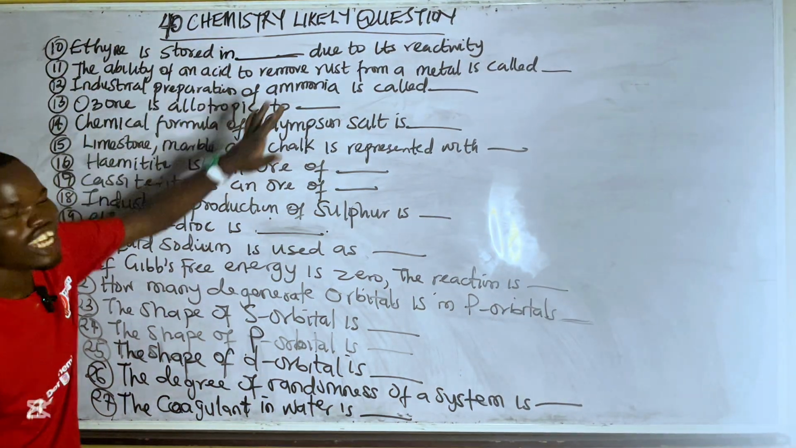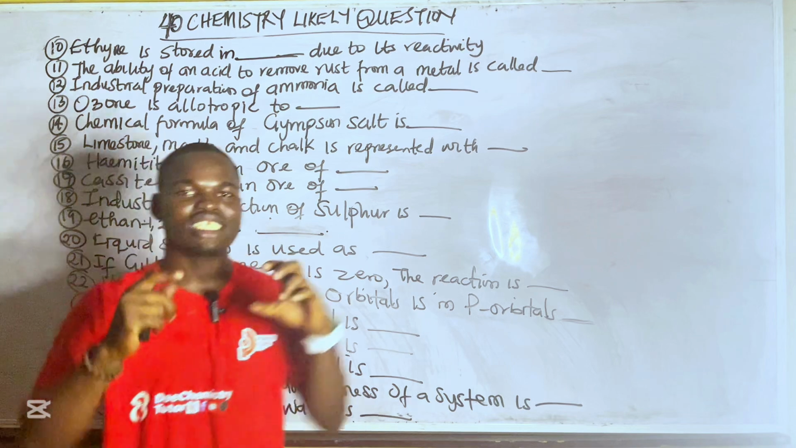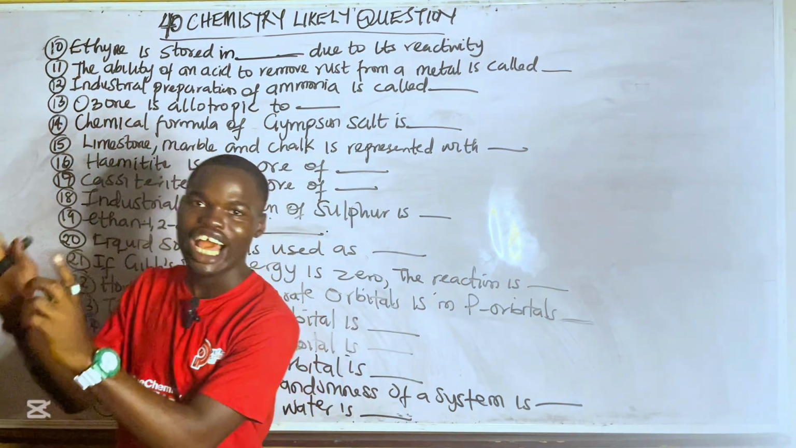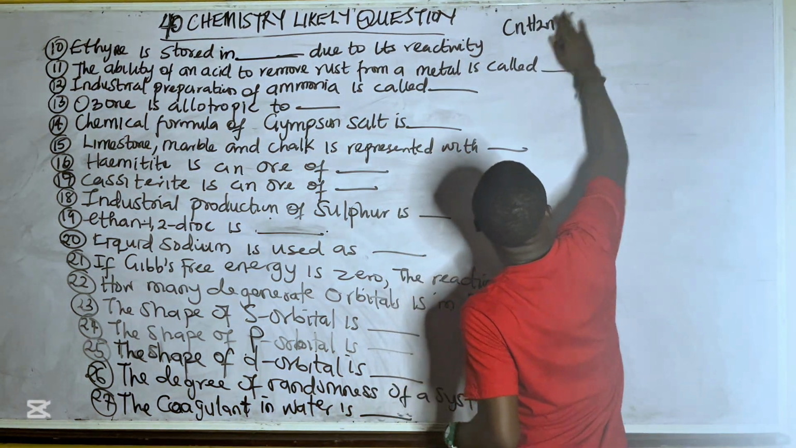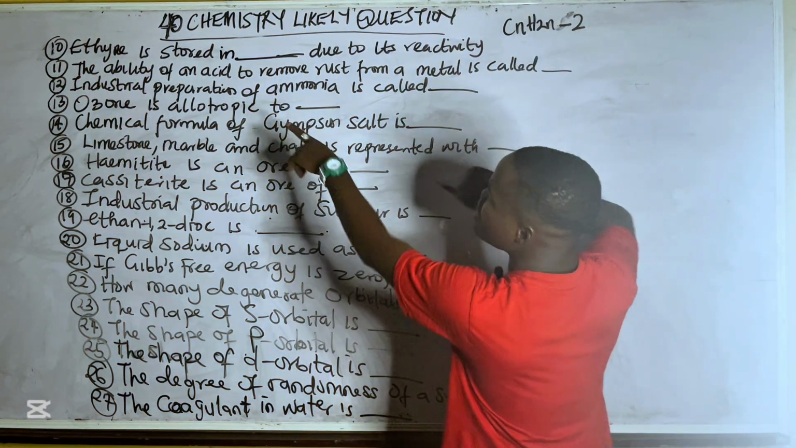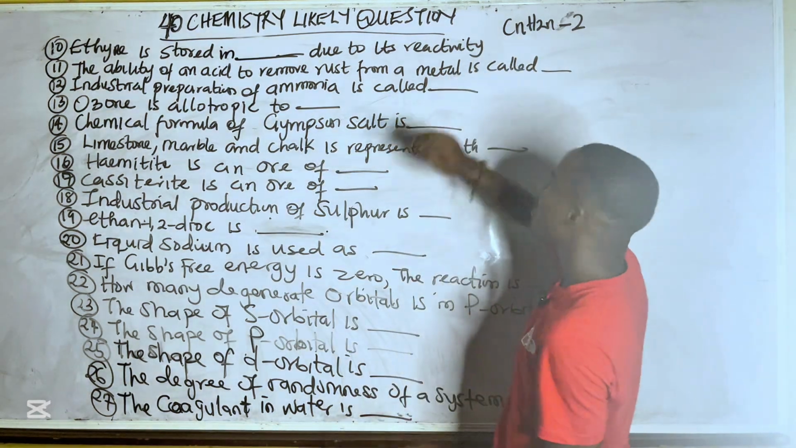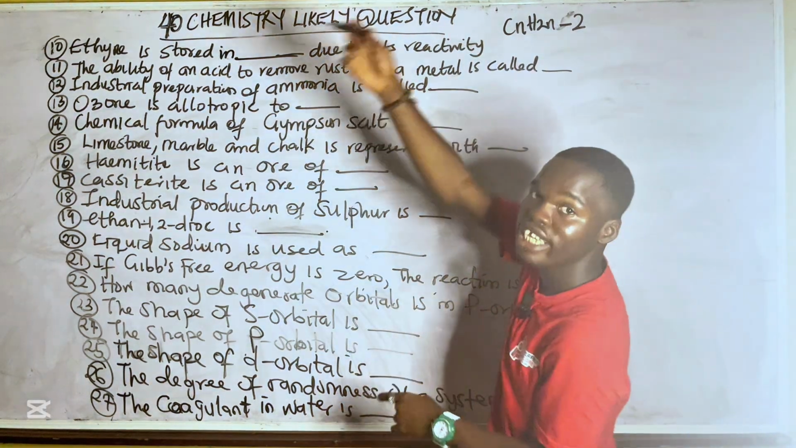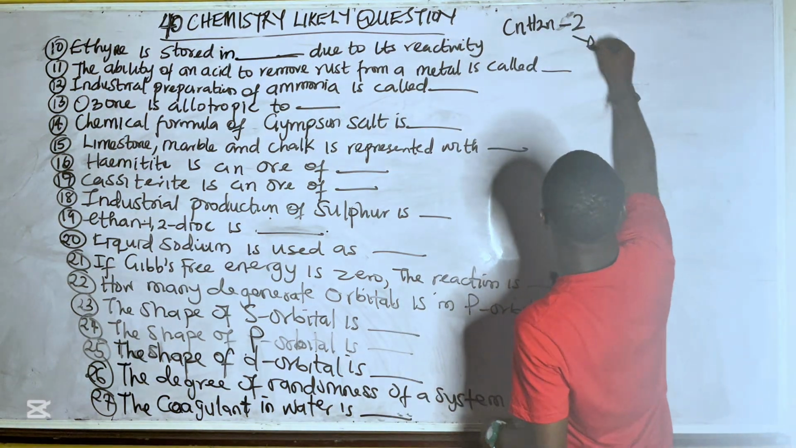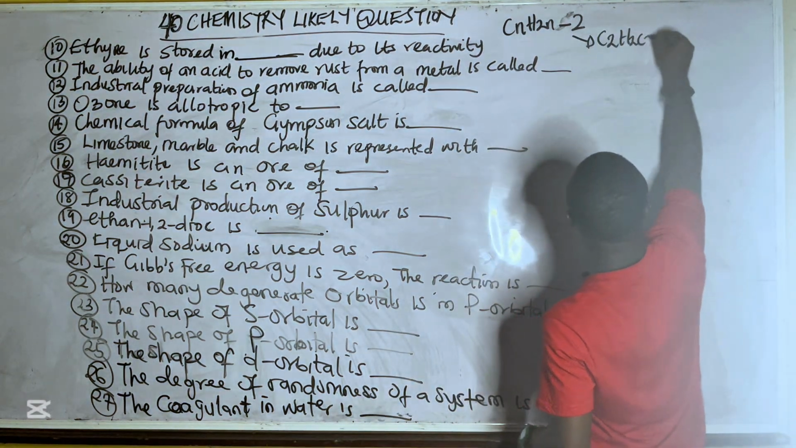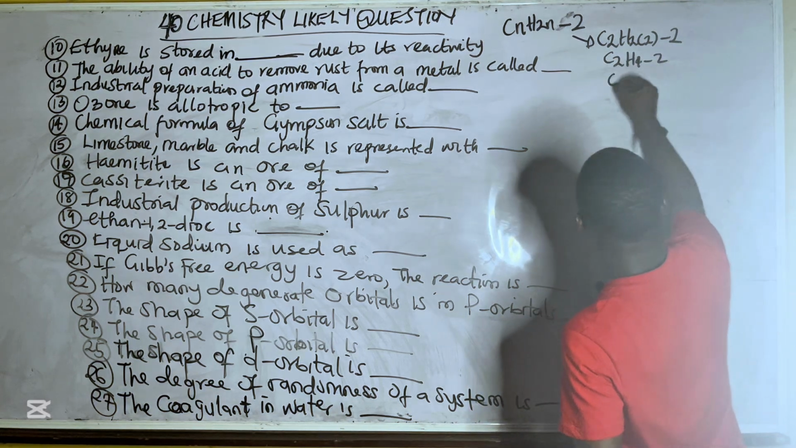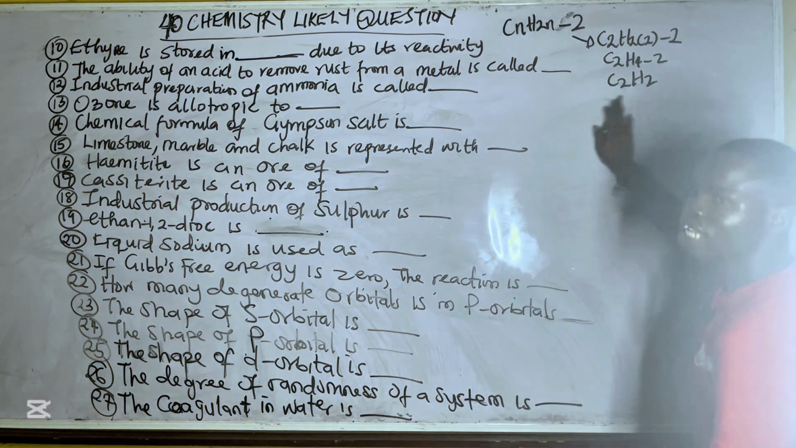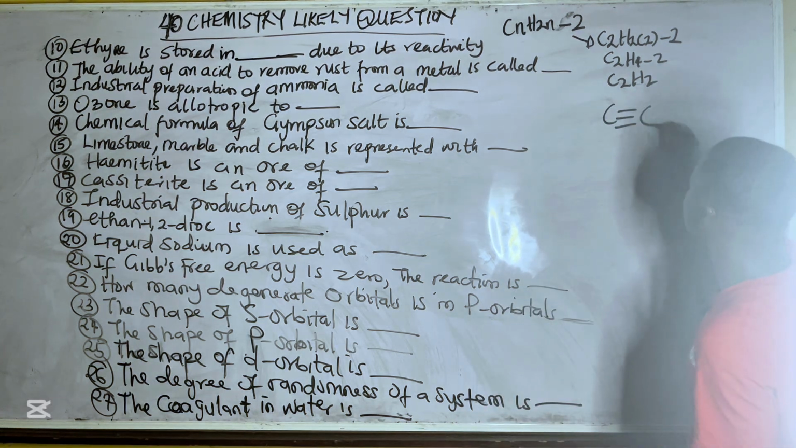Ethane is stored in dash due to its reactivity. Don't forget that ethyne is the first member of alkyne, which has a general formula of CnH2n minus 2. As I already said, there's nothing like n equals 1. N starts from 2 for alkyne and alkene. So if n is 2, it will be C2H(2 times 2 minus 2), so from here you see C2H4 minus 2, which is C2H2. Now from here you can see that it has 2 carbons, 1 hydrogen, 1 hydrogen.